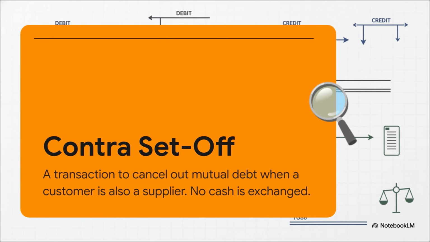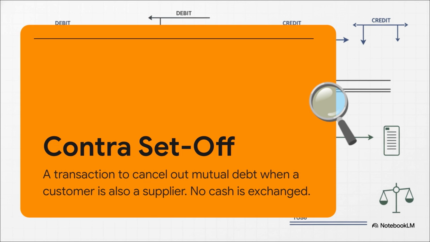So, picture this. You run a bakery. You sell cakes to the coffee shop down the street, so they're your customer. But you also buy all your coffee beans from them, so they're also your supplier. You owe them money, and they owe you money. Instead of you both sending checks back and forth, you can just cancel out the debt against each other. That's a contra set off.